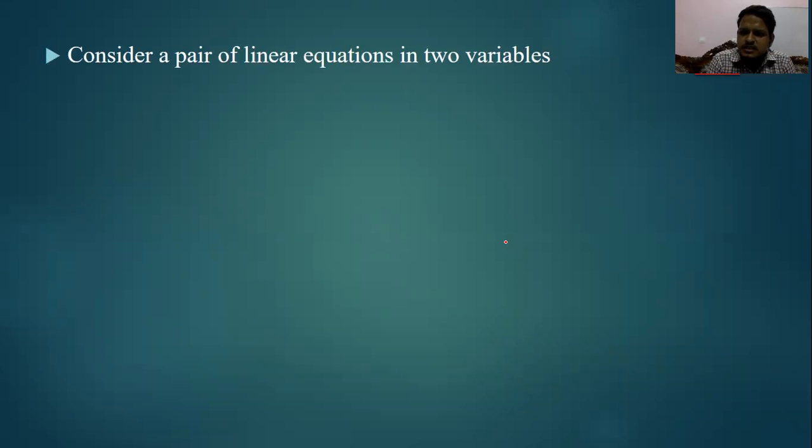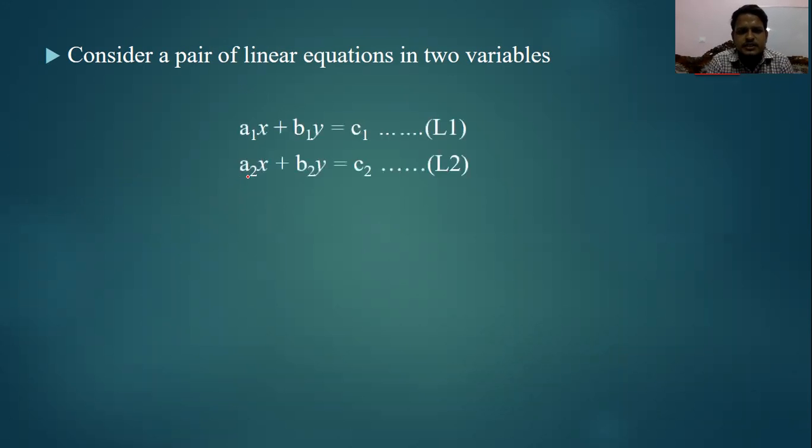First of all, we will consider a pair of linear equations in two variables. That is a1x plus b1y equal to c1 and a2x plus b2y equal to c2. Now we have to find out a solution for this pair of linear equations. It means we have to find out the values of x and y which satisfy both the equations simultaneously.